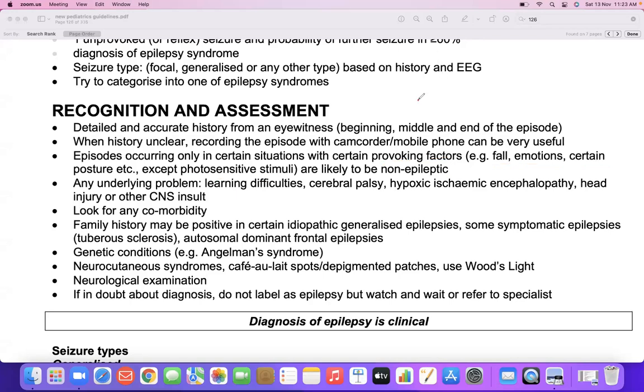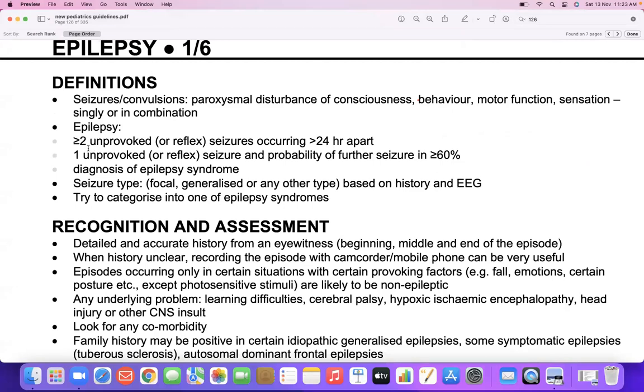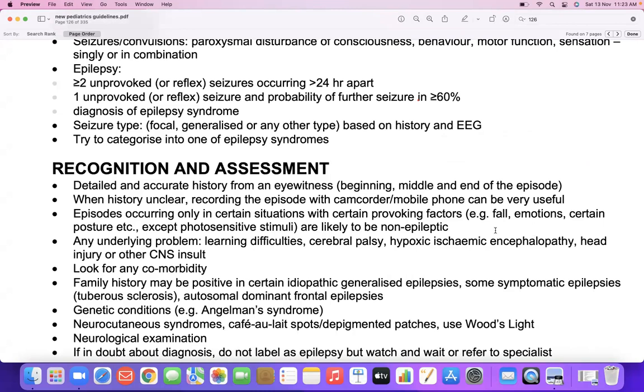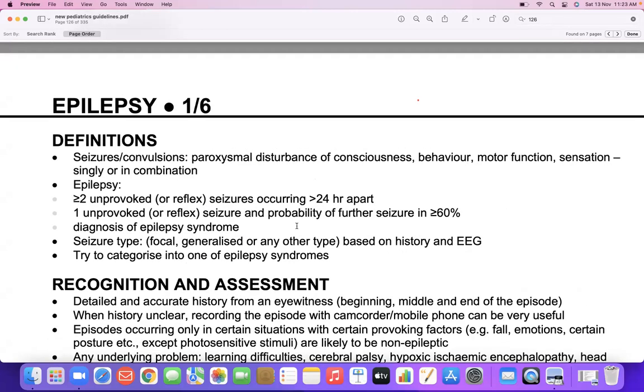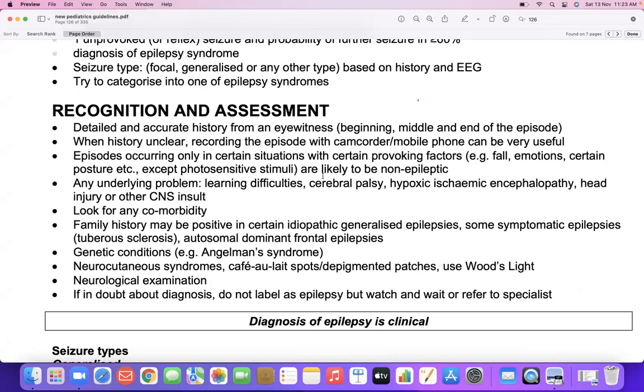That's why in the definition, if you have observed, the word used is more than 2 unprovoked seizures occurring more than 24 hours apart. Usually they should be unprovoked episodes, not provoked, except for photosensitive stimuli. So if he's always having this after he falls down, or there is some emotional disturbance to him, you have to think that this is not epilepsy. This may be just a pseudo seizure or something. Except for photosensitive stimuli, epilepsy will usually be unprovoked, not from provoking factors.